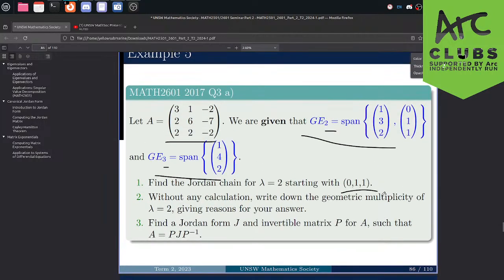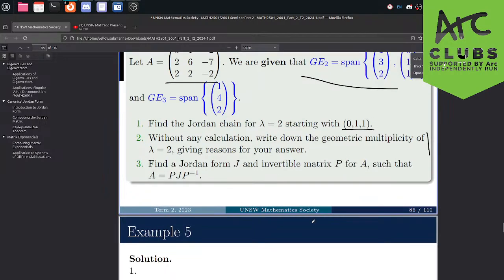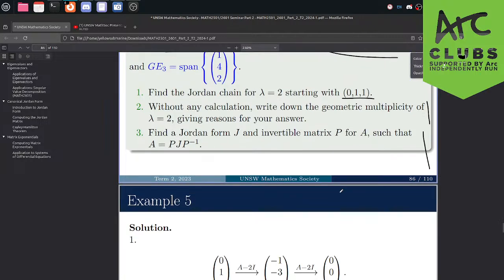We can actually probably guess, if it's asking us to find a Jordan chain, it implies the length is greater than or equal to 1, and it actually goes to this vector here, or a scalar multiple of this, but no need to worry about that. We'll just do this question normally. So we find the Jordan chain for this vector here, and without calculation, we want to find the geometric multiplicity. It's going to be similar to what we did before, and then find the Jordan form and invertible matrix P.